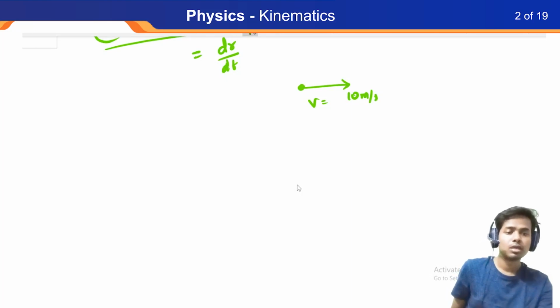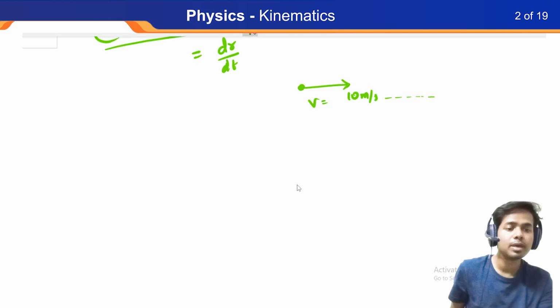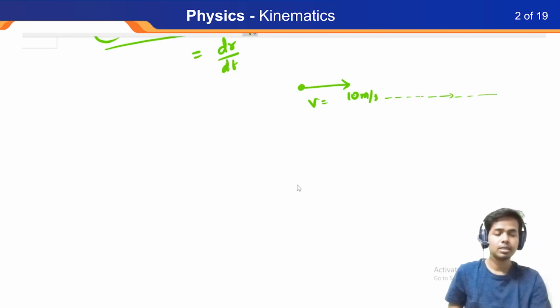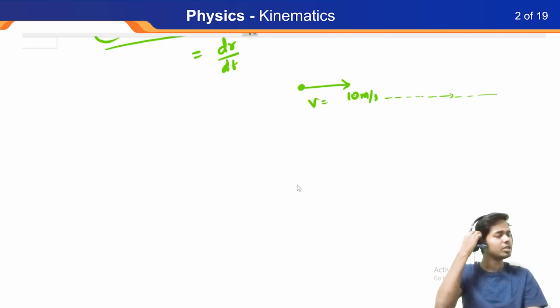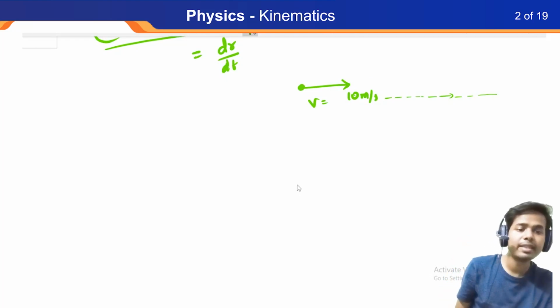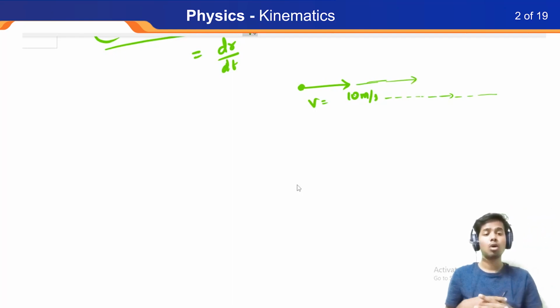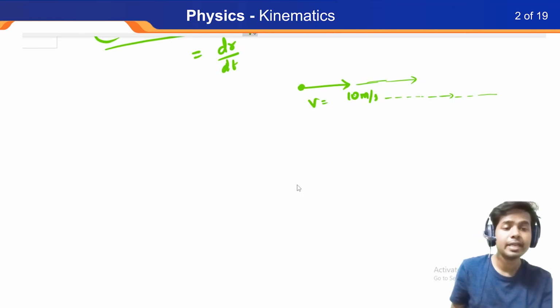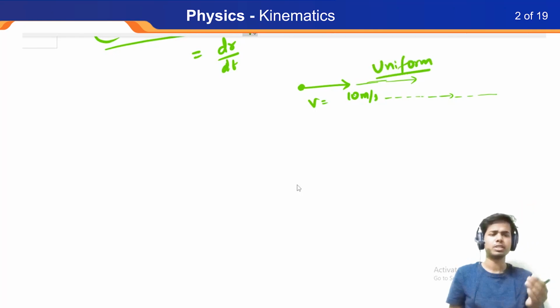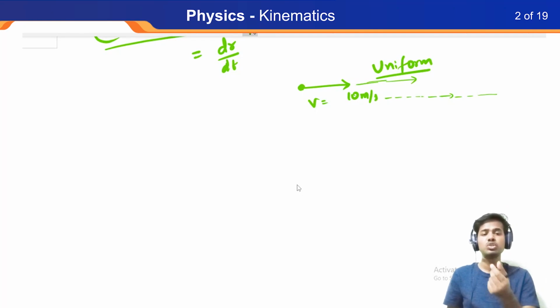What if this body continues to move at 10 meter per second for time infinity, continuously, with no stoppage? Then that type of motion will be called a very homogeneous motion, or to be very technical, it is called uniform motion. Uniform means very homogeneous, means no difference in the individual velocities at any point of time. At any point of time, if you take the velocity, it will always be the same 10 meter per second.